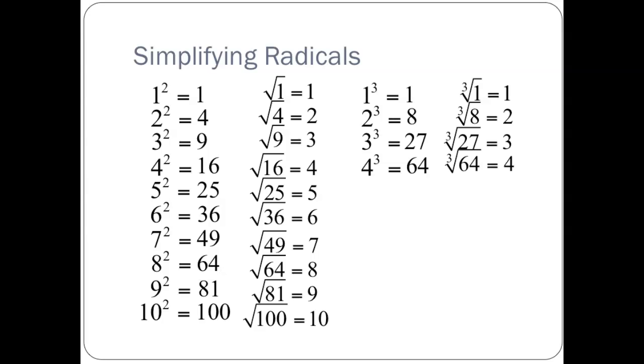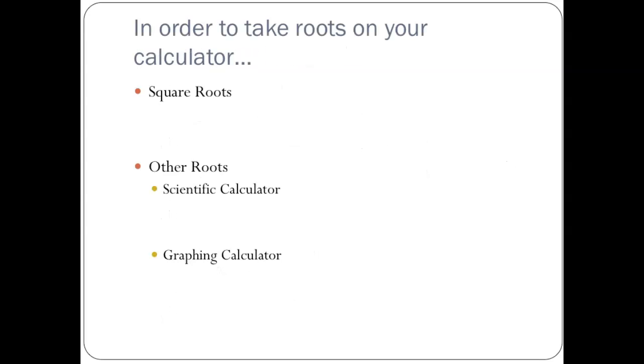Alright, now how do you do this on the calculator? So generally on calculators, for square roots, you want to press the second button and then the button that says x squared, and that will give you square root. Now if you have other roots, for example a cube root or anything higher than that, then you will need to use a different method.